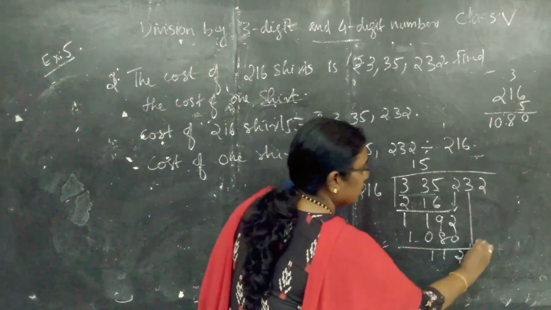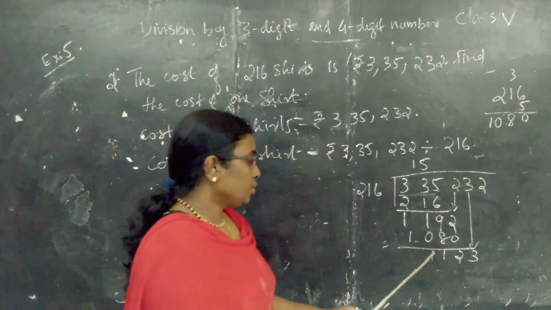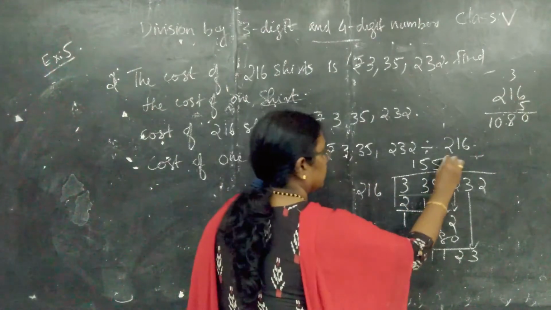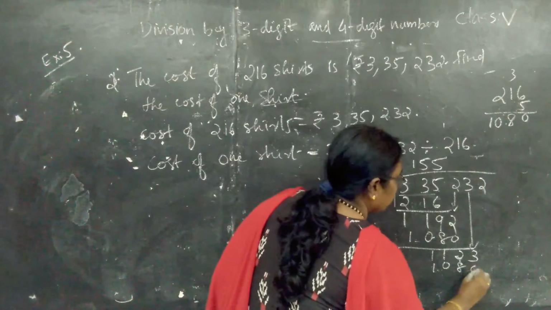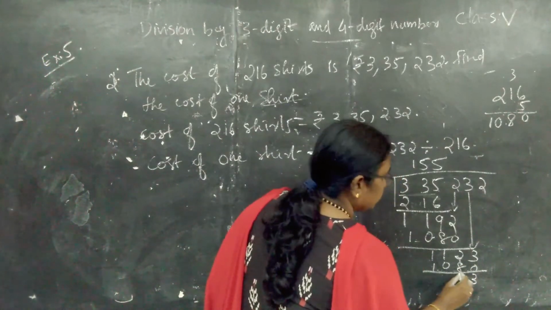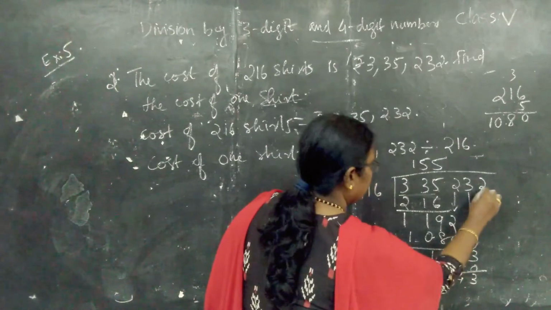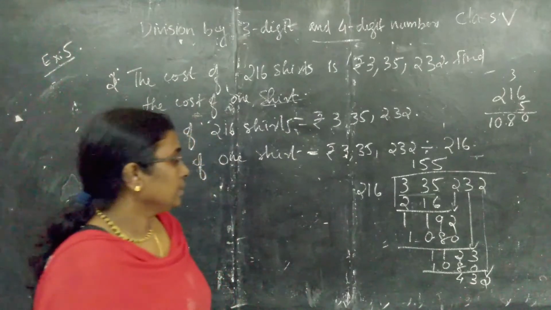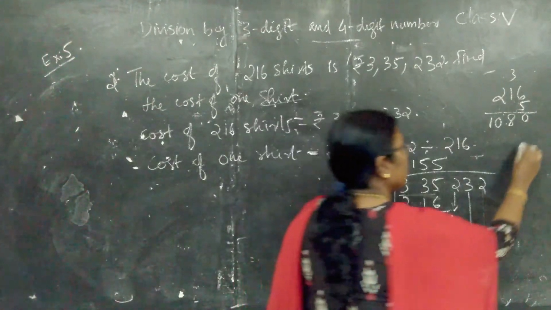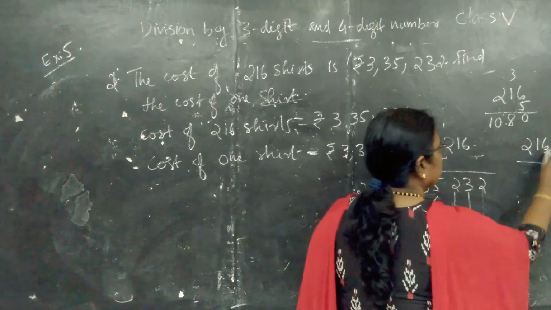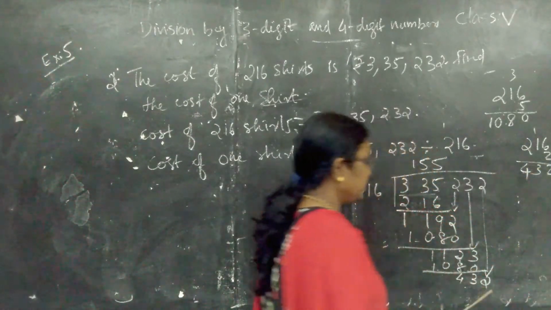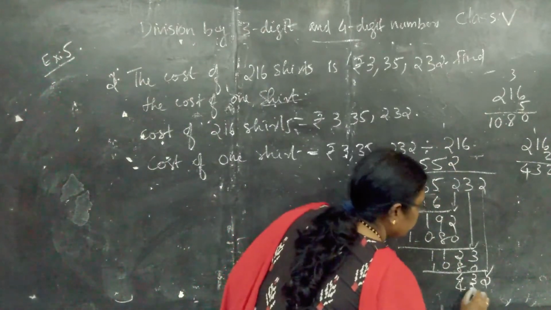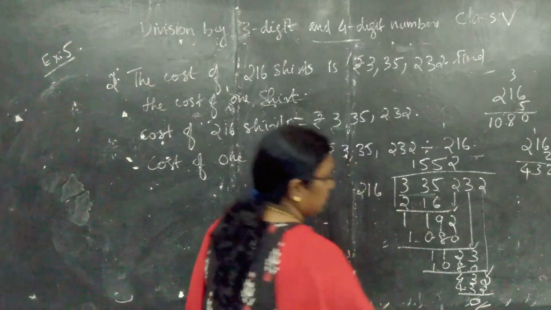Then write this number 3 here. Here also this becomes 1123. How many times? 5 times. 5 times 1080. Subtract, we get 43. Then write this 2 here. 216 into 2 is 432. We get 432. So how many times 2? 432. The remainder is 0.